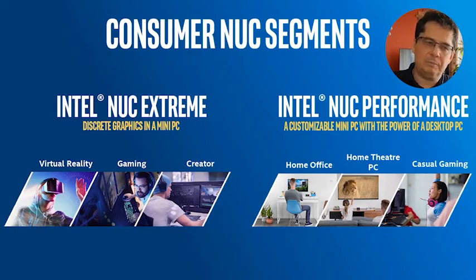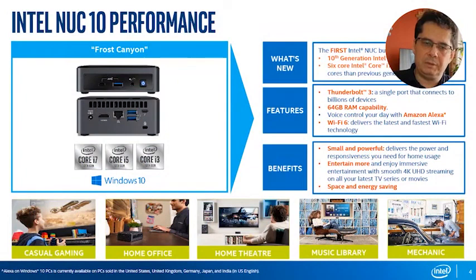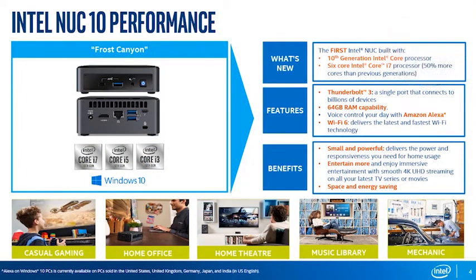For now, in 2019, we have a line which was called Bean Canyon. This is the NUC 8 Performance product. Currently, we have something new. We have the NUC 10 Performance, which has the code name Frost Canyon.